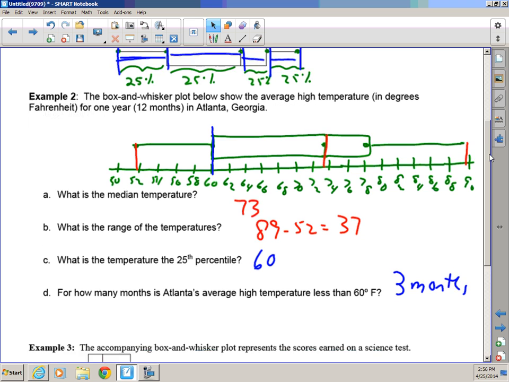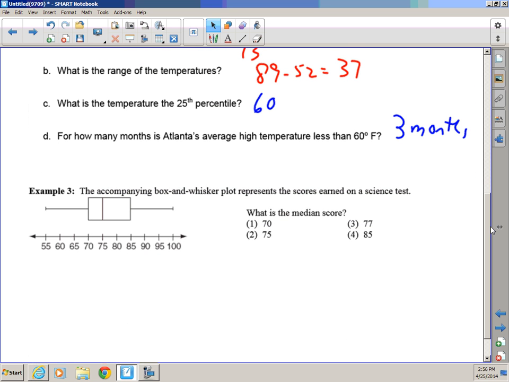And lastly, the accompanying box and whisker. What is the median score? And hopefully you see that it's 75. So that quite simply is a box and whisker. As I said to you, it's a very straightforward data representation. The key is that you understand that each tranche represents 25%.